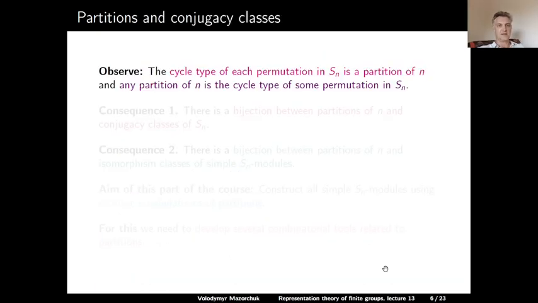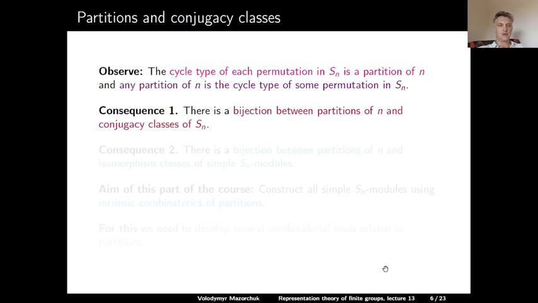Observe that the cycle type of each permutation in Sn is a partition of n, and any partition of n is the cycle type of some permutation in Sn. In particular, there is a bijection between partitions of n and conjugacy classes in Sn.